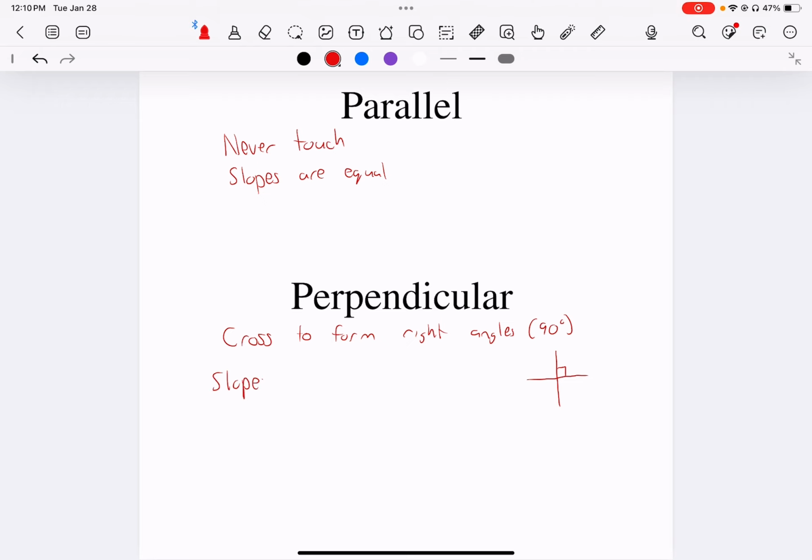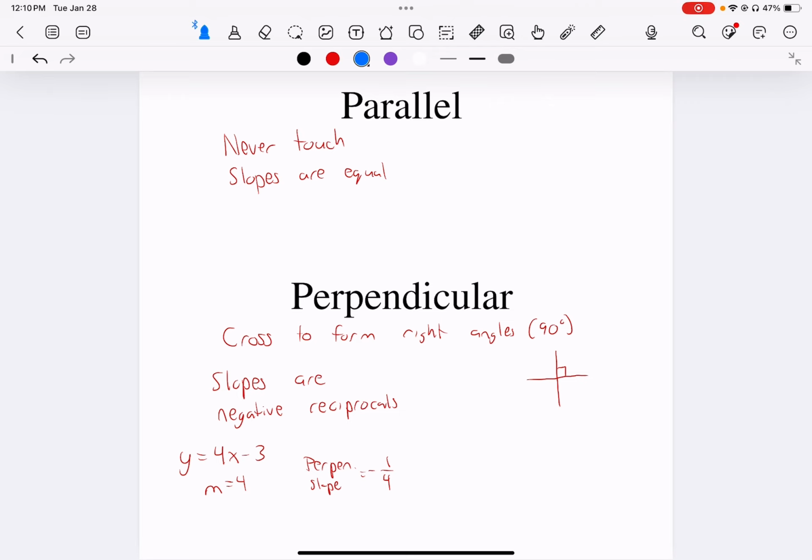And the slopes of perpendicular lines are negative reciprocals of each other. So if we have an equation, y equals 4x minus 3, the slope of this line is 4, and then the perpendicular slope would be the negative reciprocal. So we would flip the fraction to be 1/4 and make it the negative or the opposite sign, which would be negative 1/4.